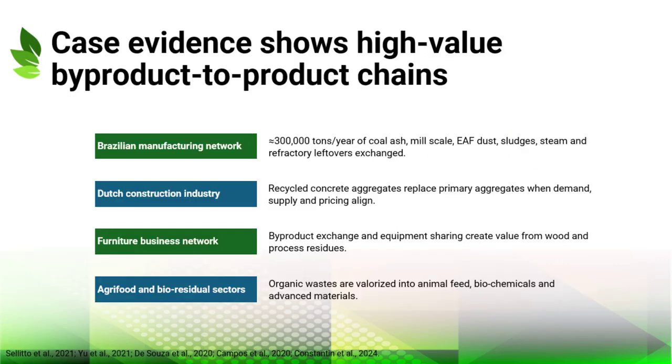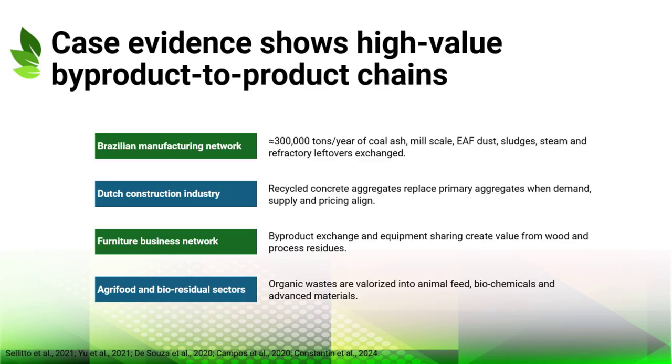The case evidence in the chapter shows concrete byproduct to product chains. A Brazilian manufacturing network involving steel, cement, power, metals, and refractory facilities exchanges about 300,000 tons per year of byproducts. These include coal ash, mill scale, electric arc furnace dust, zinc and lead sludge, steam, and refractory leftovers. The drivers include cost reduction, new revenue sources, and legal requirements.